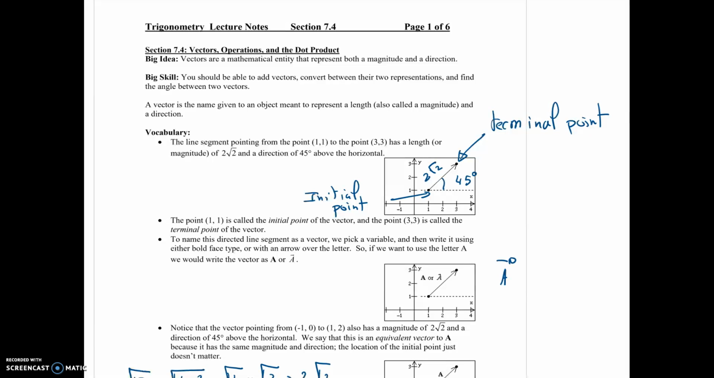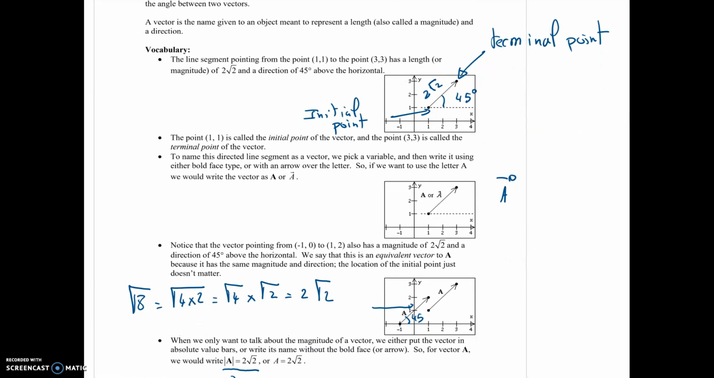angle between two vectors. So a vector is the name given to an object meant to represent the length, also called magnitude, and a direction. So, different vocabulary: the line segment pointing from the point (1, 1) to the point (3, 3). You have an initial point and a terminal point, okay? Initial point right here, terminal point right there. I'll let you read all of this. Pretty simple, pretty straightforward.